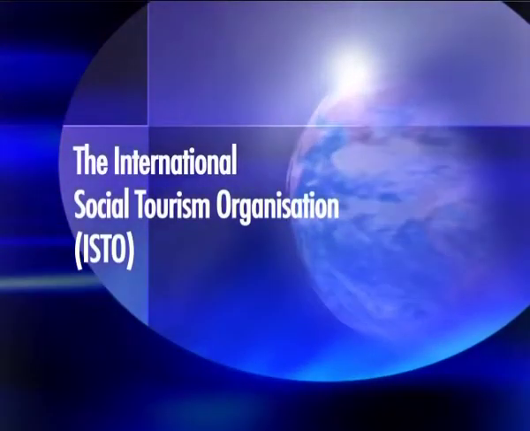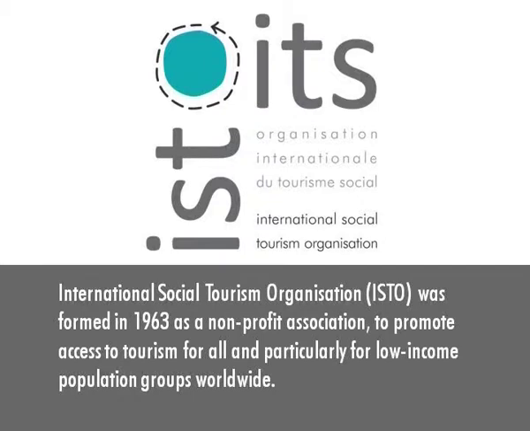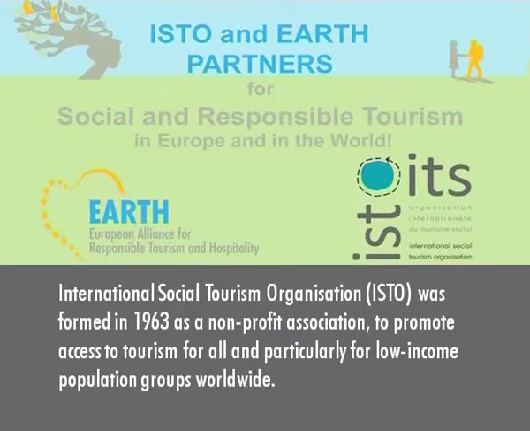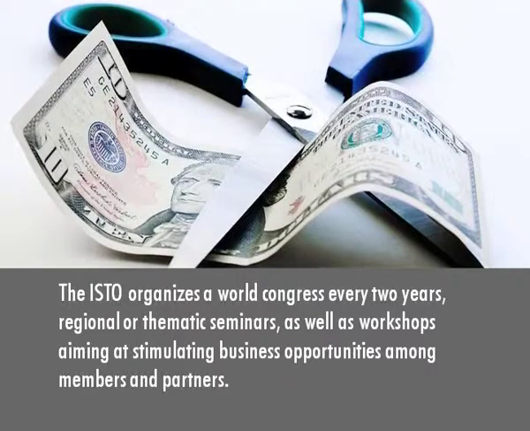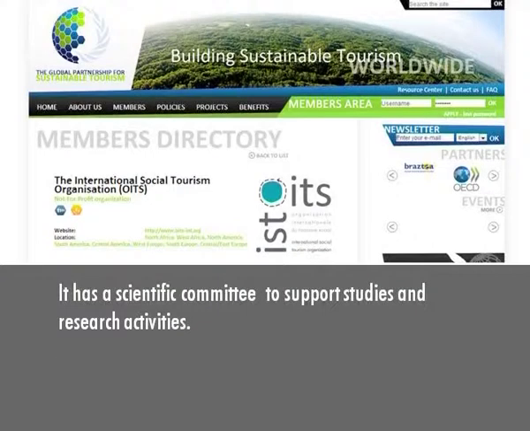The International Social Tourism Organization, or ISTO. To promote access to tourism for all, and more particularly for low-income population groups worldwide, the International Social Tourism Organization, or ISTO, was founded on the 7th of June, 1963 as an international non-profit association. The ISTO organizes a World Congress every 2 years, regional or thematic seminars, as well as workshops aimed at stimulating business opportunities among members and partners. It has a scientific committee which acts as a think tank supporting its action with studies and research.